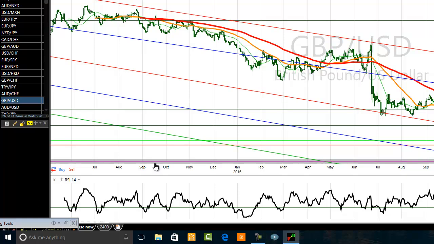So what have I said so far? Moving average 50 is below the moving average 100, first condition. Price is below the moving average 50, second condition. Third condition, RSI is overbought. That's a bearish trading setup.